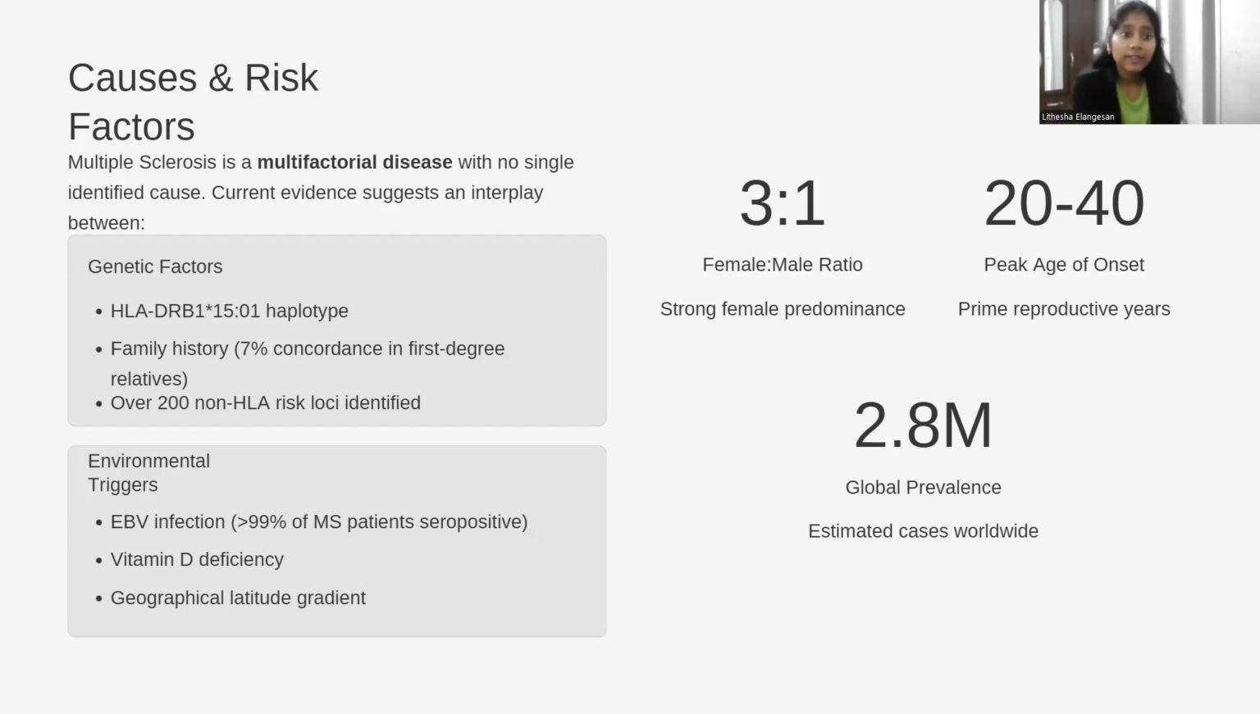Now, aside from genetic factors, there are a lot of environmental factors associated as well. EBV infection, which is the Epstein-Barr virus: most patients who have been infected with this virus have a very high risk of getting MS. Vitamin D deficiency: people who don't go out into the sun often and are deficient in vitamin D also show an increased risk of getting MS. And lastly, the geographical latitude gradient, which is where you're from. According to research, people of Northern European descent, Caucasians, have a slightly greater risk of getting MS compared to others.